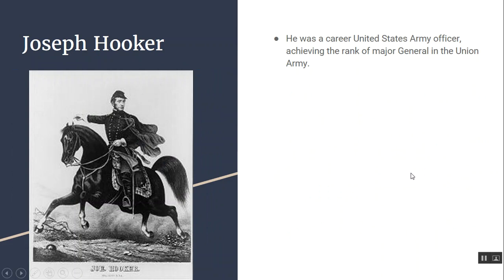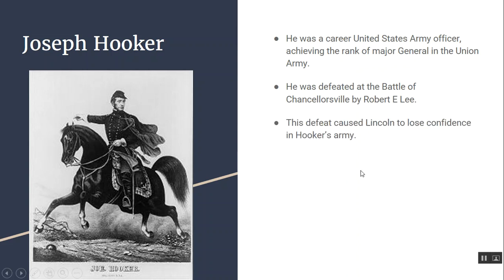Joseph Hooker. He was a career United States Army officer, achieving the rank of Major General in the Union Army. He was actually the one who was defeated by Robert E. Lee at Chancellorsville. This defeat affected Hooker in the sense that he didn't really think he could take on Lee again, which is actually how Lincoln felt. Lincoln also didn't think Hooker could take on Lee again, so they kind of came to a mutual understanding in which Hooker would step down and Lincoln would find someone else to take his place against Lee.